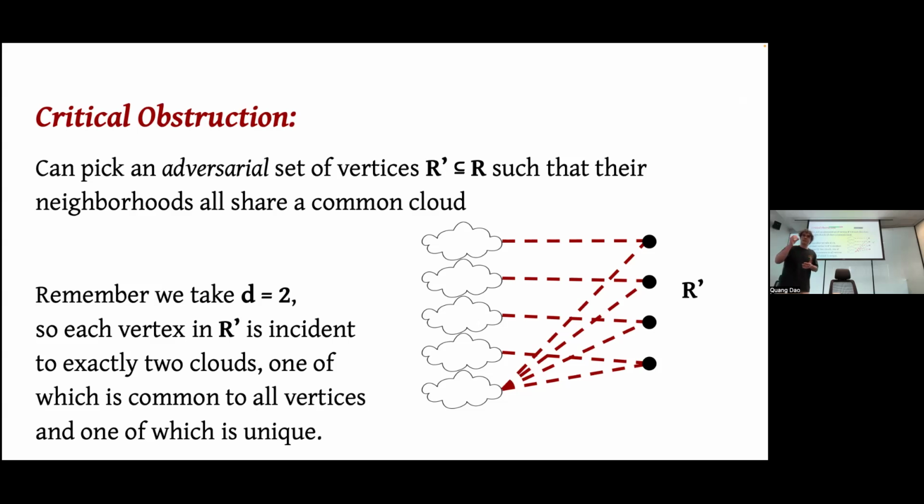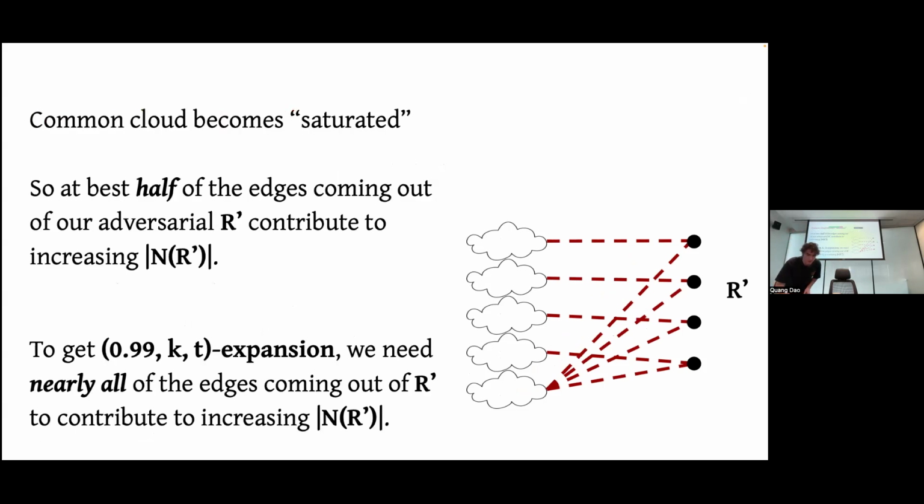The reason for this is that each right node connects to exactly 2 clouds. Remember that we're taking D equals 2. And one of those clouds could be totally spread out from everything else, but one of those clouds is going to be common to all of the other vertices. So you can imagine that we are oversaturating this one specific cloud. And now the edges going into that cloud are not really going to contribute anything to increasing the neighborhood size.